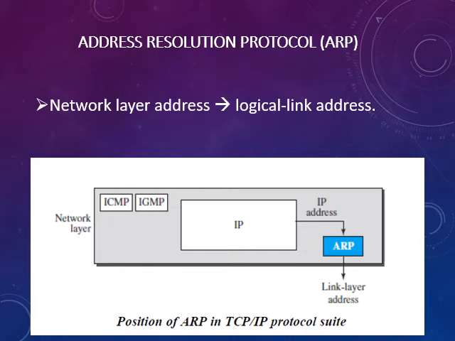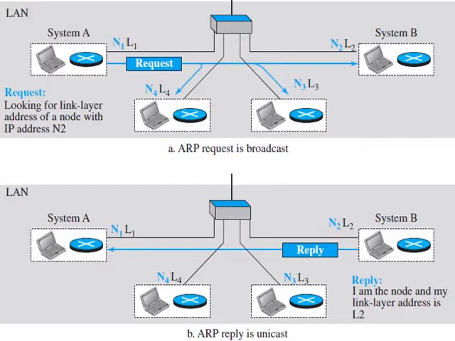Because the sender does not know the link layer address of the receiver, the query is broadcast over the link using the link layer broadcast address. The ARP request is broadcast to all the hosts that are connected to the network. Every host or router on the network receives and processes the ARP request packet, but only the intended recipient recognizes its network layer address and sends back an ARP response packet.